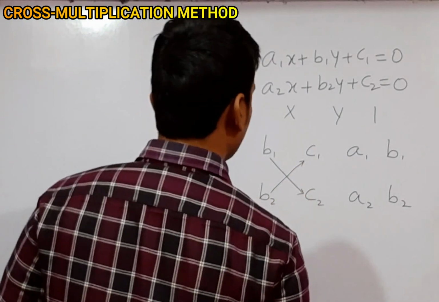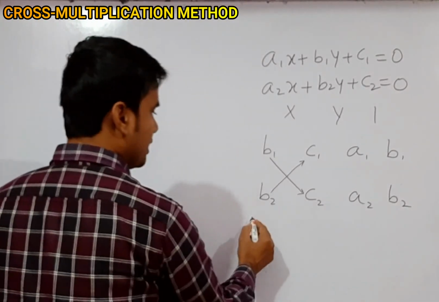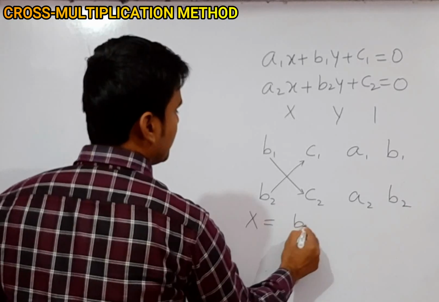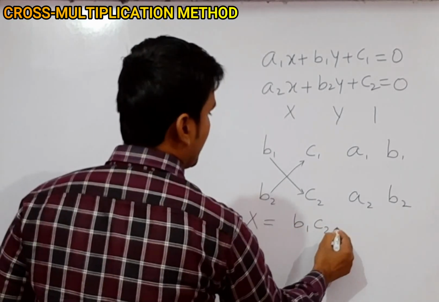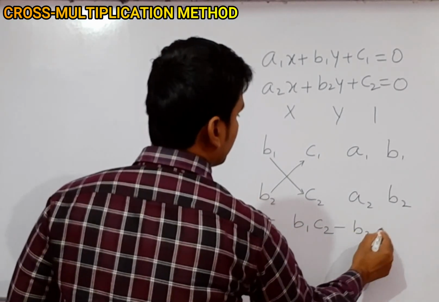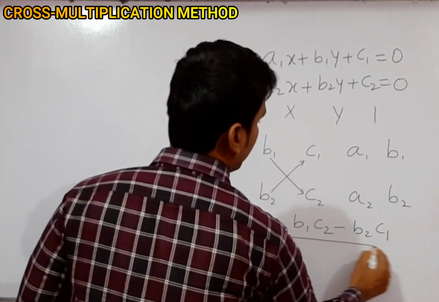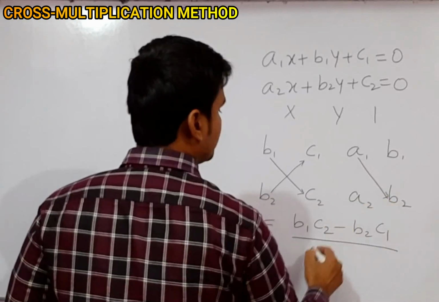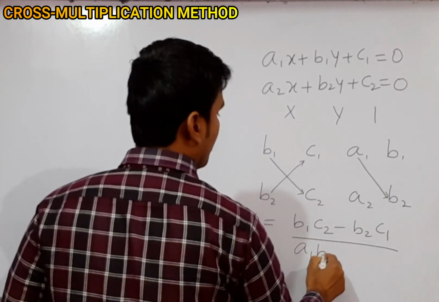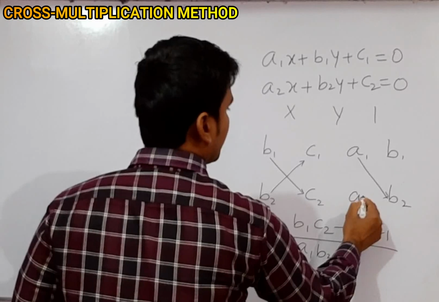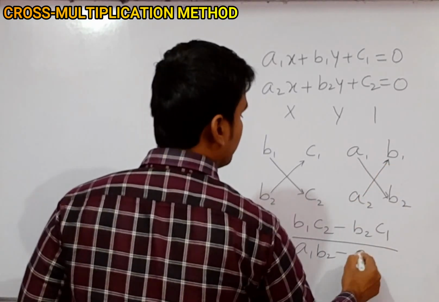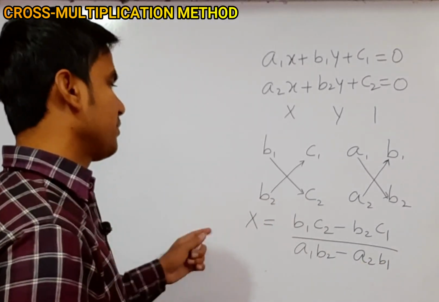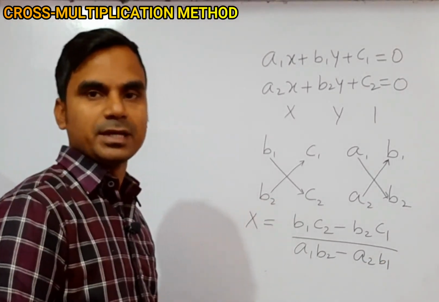Okay, so for value of x we can write x equals to b1 c2 minus b2 c1 and then a1 b2 minus a2 b1. So in this way we can find out the value of the variable x.